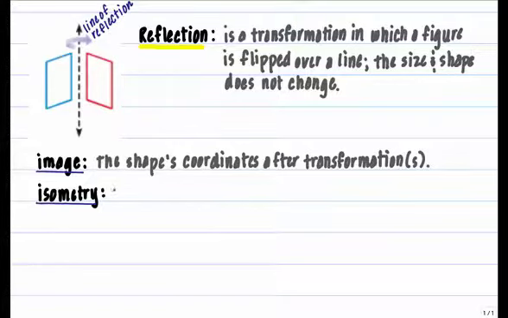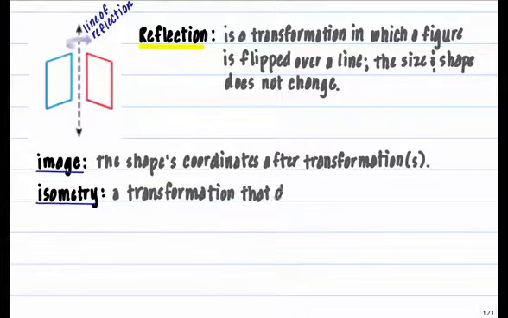I also talked about the fact that the figure doesn't change shape. When you perform a transformation on a figure and the shape and size does not change, that is called an isometry. An isometry is when the transformation does not change the size of a figure at all. In the example that I just showed, a reflection is an isometry because the parallelogram is the same size and shape it was before the reflection.